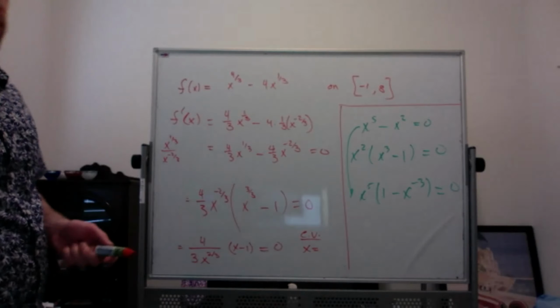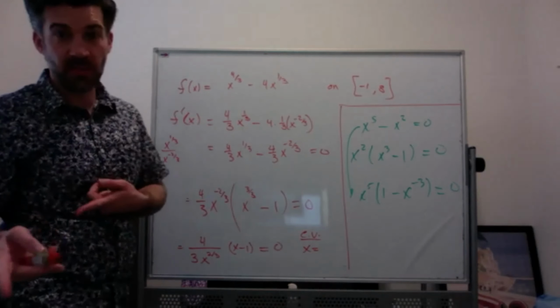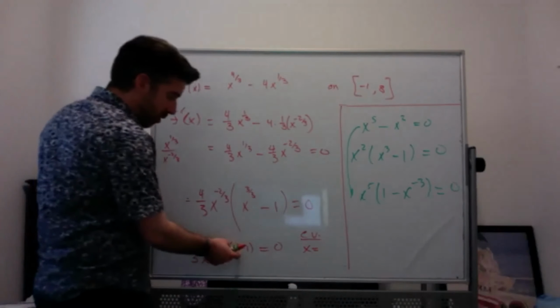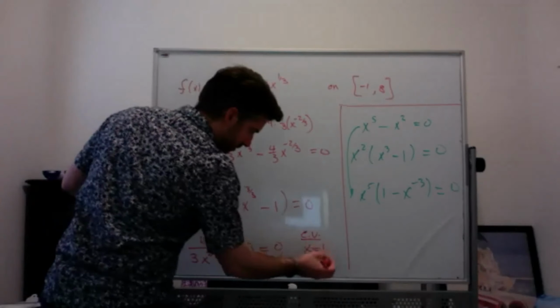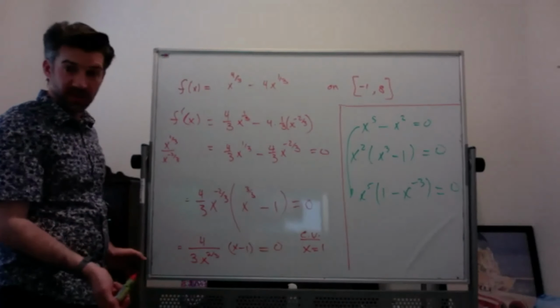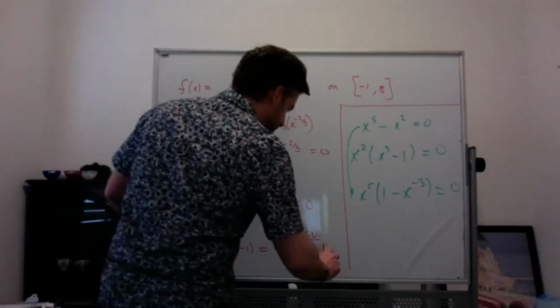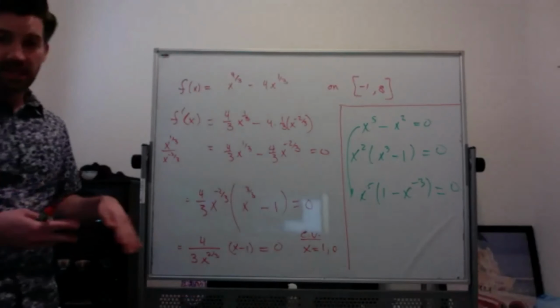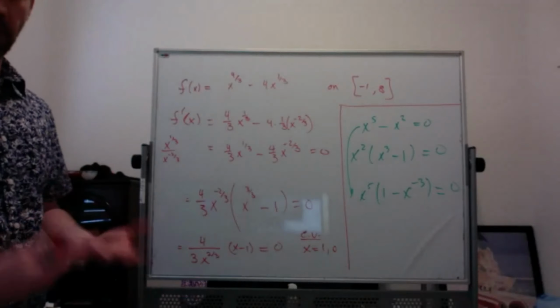So those are both critical values, but only one of them makes it 0. So if I plug in 1, 1 minus 1 is 0. If I plug in 0, 4 divided by 0 is going to give me undefined. Now, I do want to be super, super clear. In this example, 0 is a critical value.